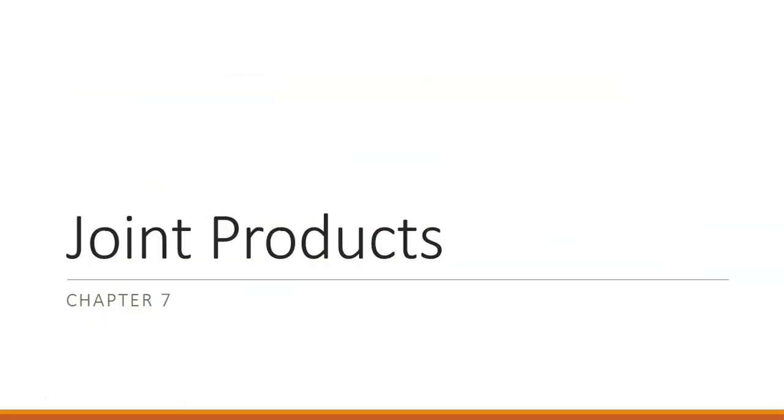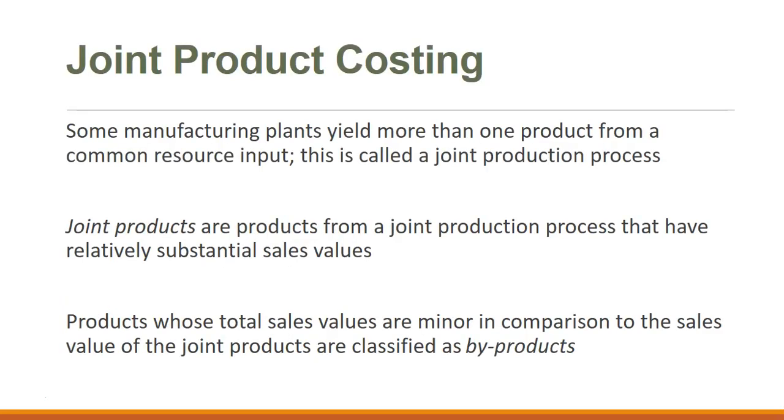The next thing that we're going to talk about in Chapter 7 is joint products. Joint products are things that can be created from a common resource input. So this is called a joint production process. Joint products have a joint production process and a split off point. They have relatively substantial sales values, so there becomes a point in the production where we can split off and choose to make different products.